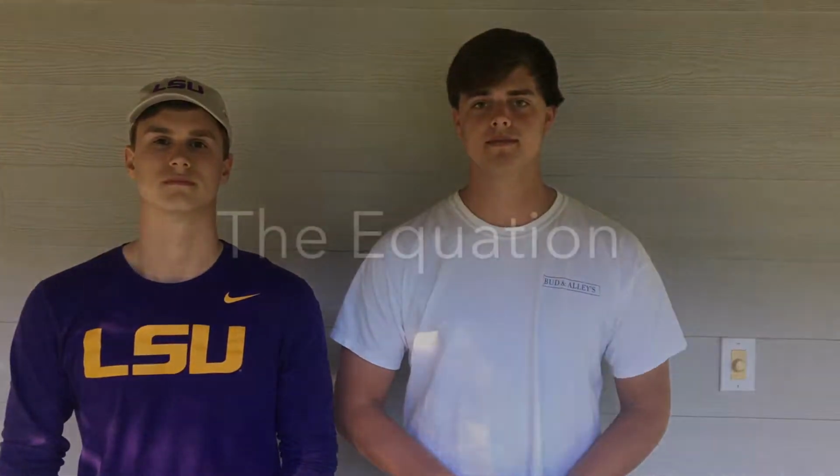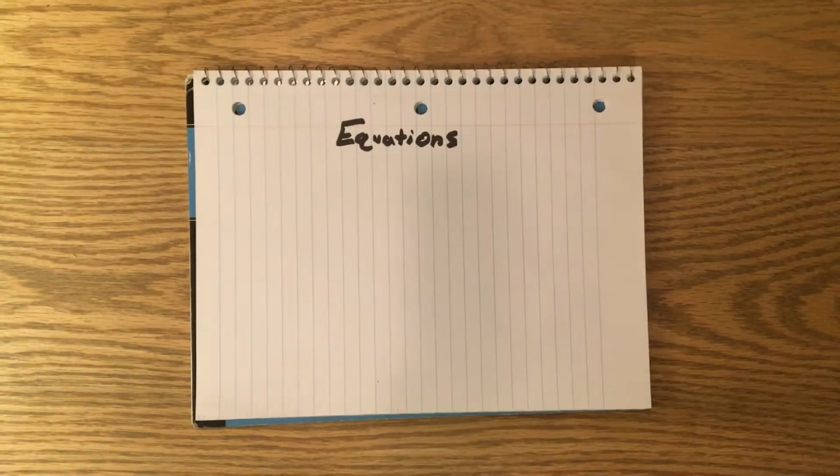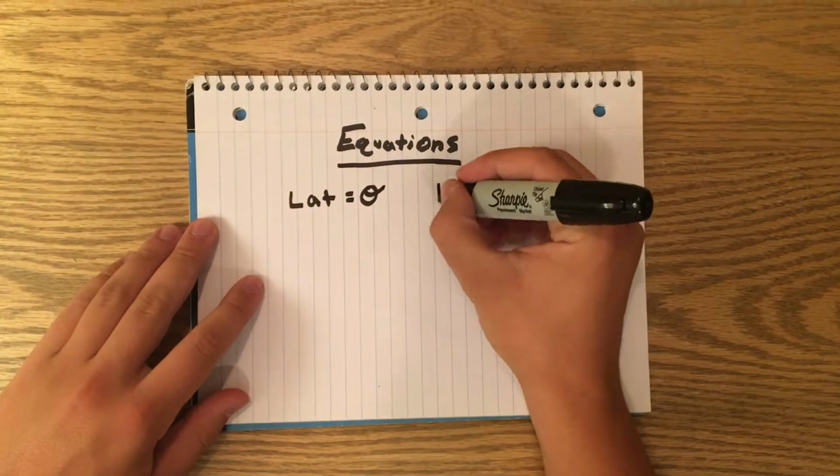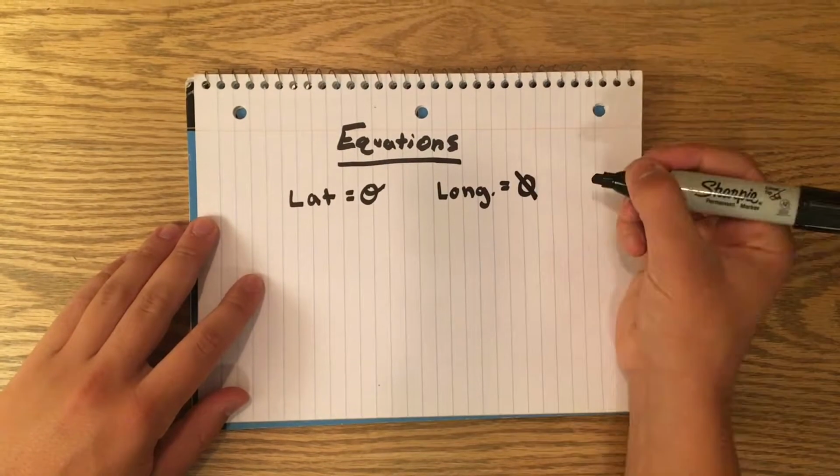So in our project, we set out to find the distance between 2 points on the Earth. To do so, we'll use longitude and latitude. With those points, we'll create an equation, and this equation will show us the distance between those 2 points. Since we are using latitude and longitude, we will use the variable theta for latitude and phi for longitude.